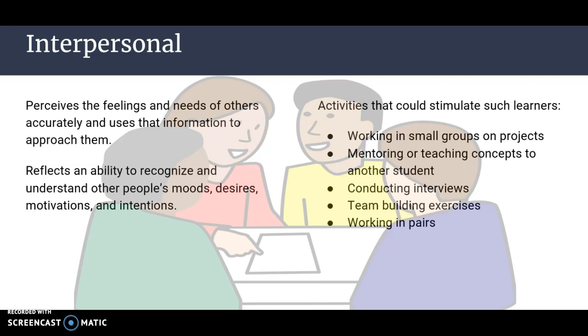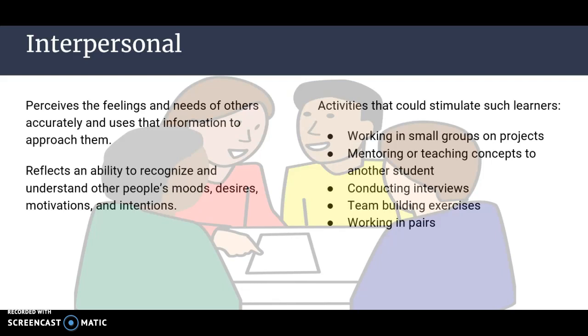Then interpersonal skills is also an intelligence. This looks like interpersonal intelligence means a student perceives the feelings and needs of others accurately and uses that information to approach them. It also reflects an ability to recognize and understand other people's moods, desires, motivations, and intentions.